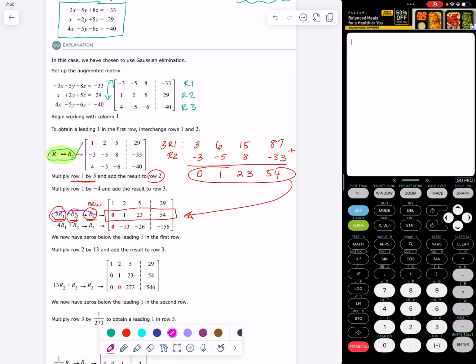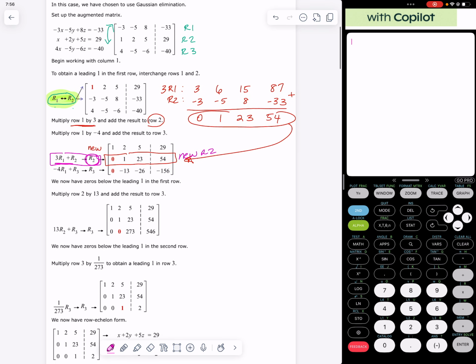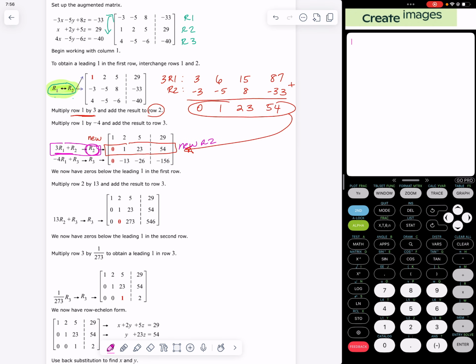What does this mean? Let me erase that a little bit better. What does this mean? The most important thing is these are the operations, and this is going to be your new row 2. This is our new row 2. The other thing you need to know is how we have multipliers. This just means take row 3 and divide it by 273 and make that your new row 3.